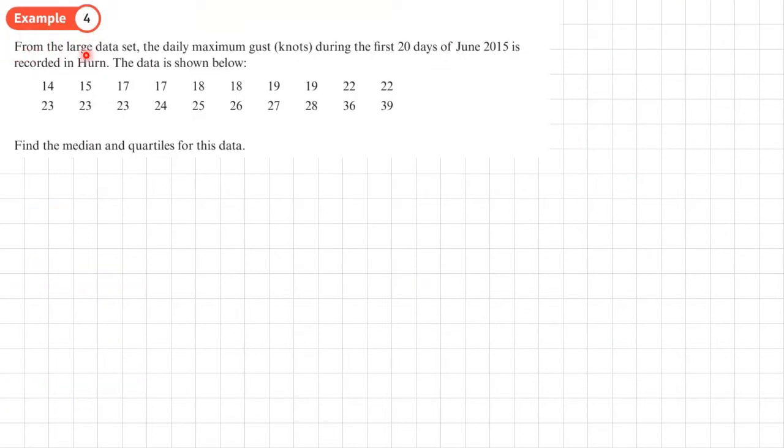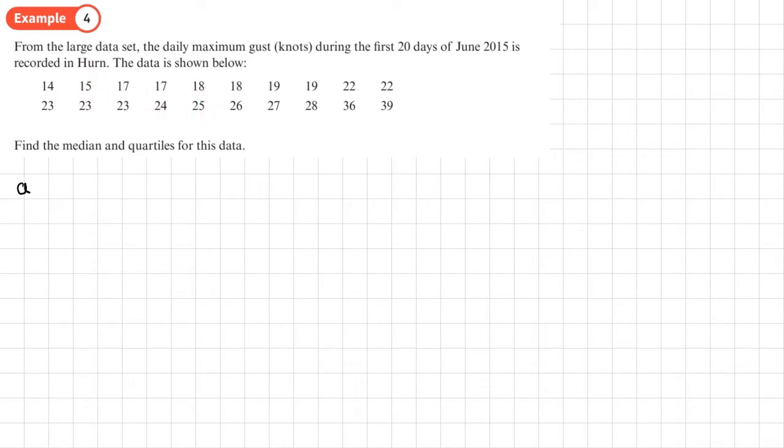Example 4. From the large data set, the daily maximum gust in knots during the first 20 days of June 2015 is recorded in Hurn. The data is shown below. So we've got 20 values there. Find the median and quartiles for this data.